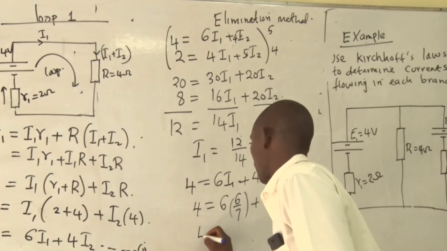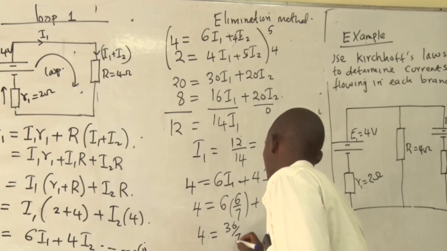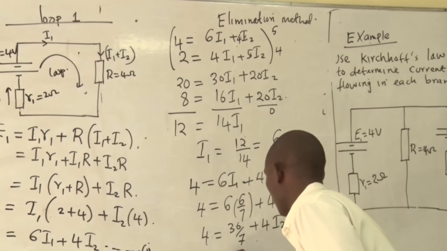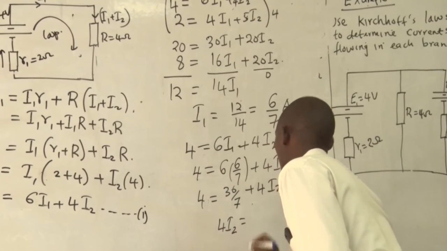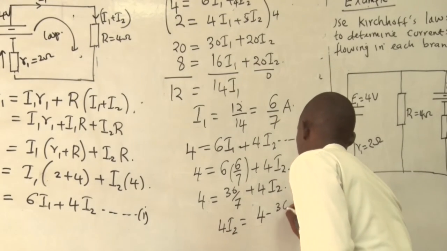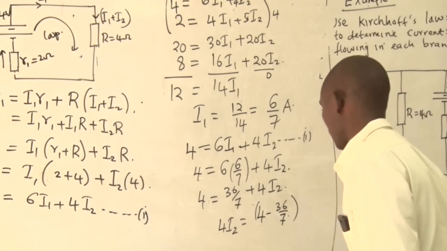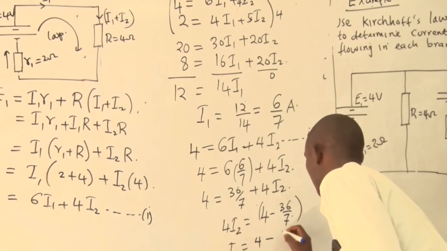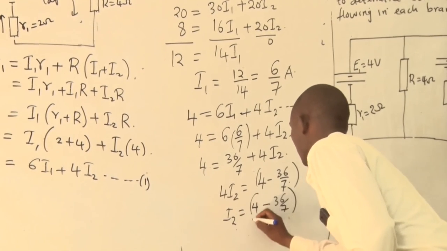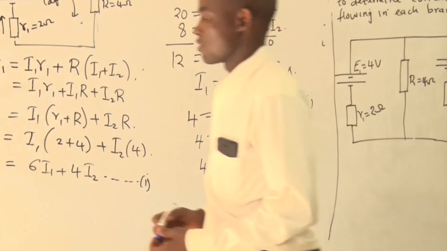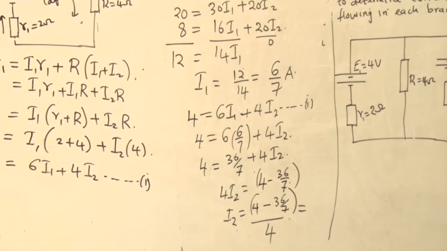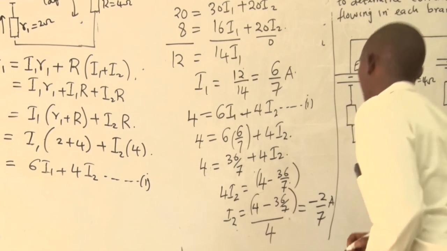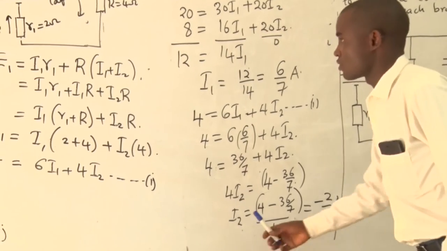So remember, this one will give you 4 is equal to 36 over 7 plus 4I2. So 4I2 will be equal to 4 minus 36 over 7. So I2 will be equal to 4 minus 36 over 7, divided by 4. If you do that math, your I2 will be equal to minus 2 over 7 amperes. That is what you will get as your I2.